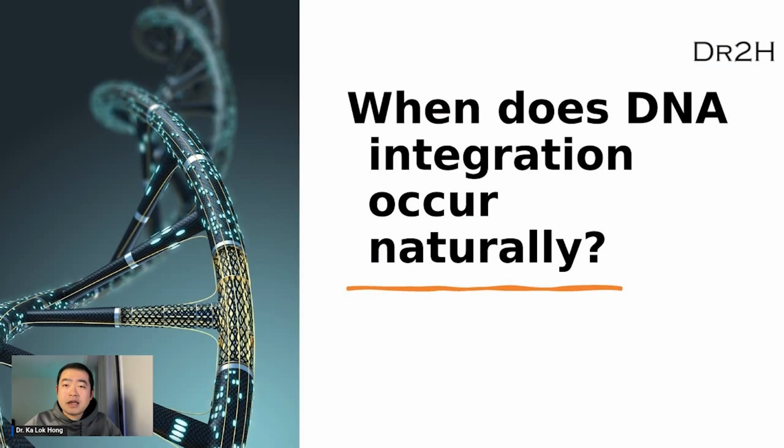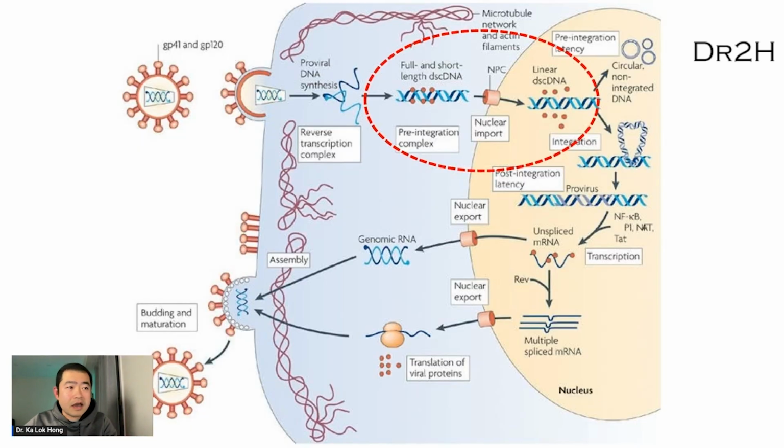So when does DNA integration occur naturally? Let's begin by looking at two examples of when DNA integration occurs naturally with a virus infection. First, we have retroviral infections like the human immunodeficiency virus, or HIV. HIV carries RNA as its genetic material, and after the viral particle enters the host cell, the RNA is released and reverse transcribed into viral DNA in the cell's cytoplasm, meaning outside of the nucleus.